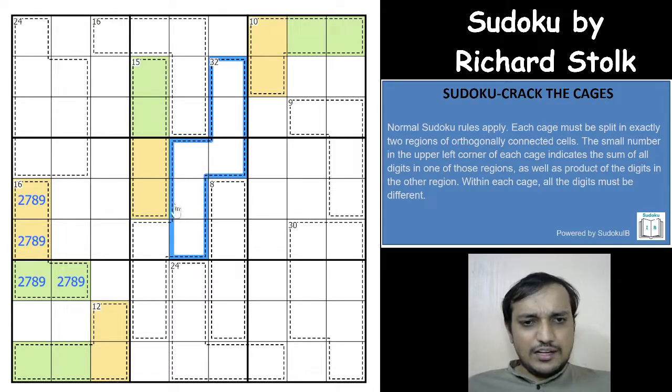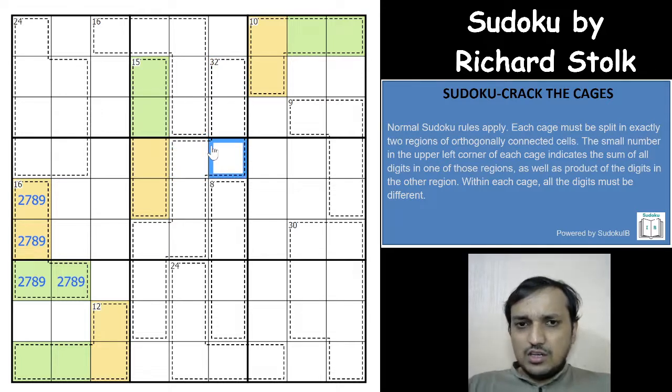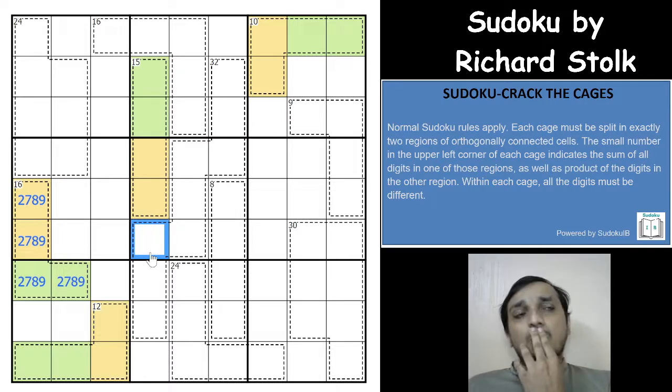So these 9 digits would have to be different, right? Out of which one region will have sum of all those numbers indicated as 32, which means the other region product of all those numbers will have to be 32, but sum of those numbers will have to be 13 because 32 plus 13 is 45 and you have exactly 1 to 9 digits. So how do you get 13 as sum and product as 32?